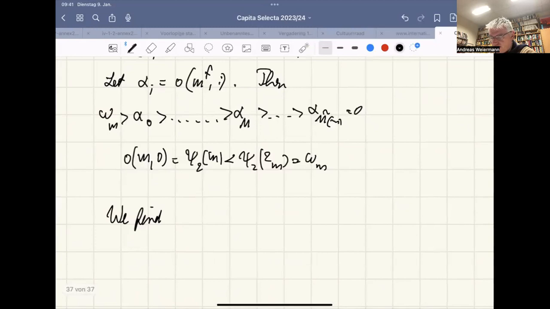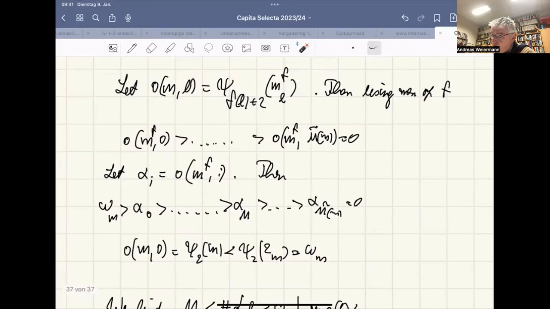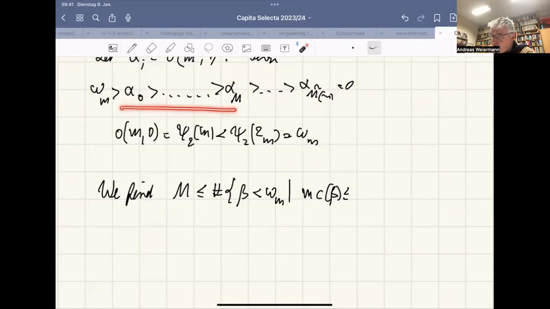Anyway, what do we find? We find m is bounded by the number of beta less than omega m. So it's the maximal coefficient of beta is bounded by, and we have to be careful. Here we have the function values given by this function, and the maximal coefficients are bounded by these numbers. So the maximal coefficients in this sequence here is bounded by log 2 of h alpha inverse of m of m.